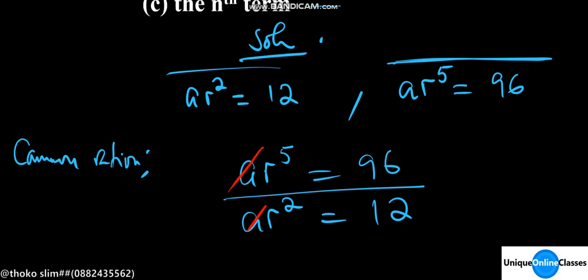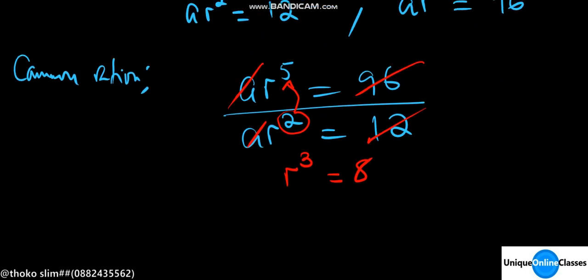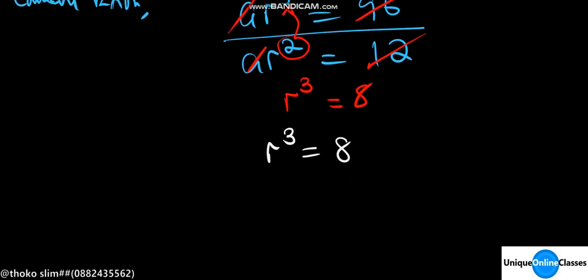Now what remains is R to the power 3, and 12 into 96, the answer is 8. So we have R raised to the power 3 is equal to 8. To solve that, just find the cubic root, or simplify 8 as raised to the power 3, which is 2 to the power 3. So R is equal to 2, we have found R.